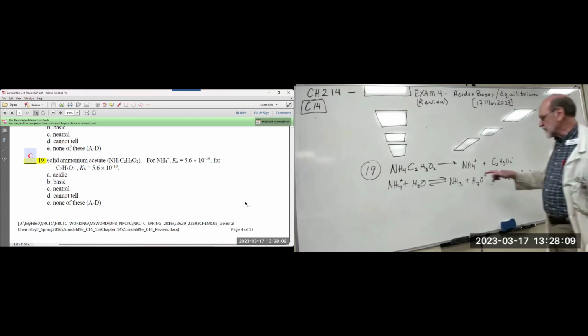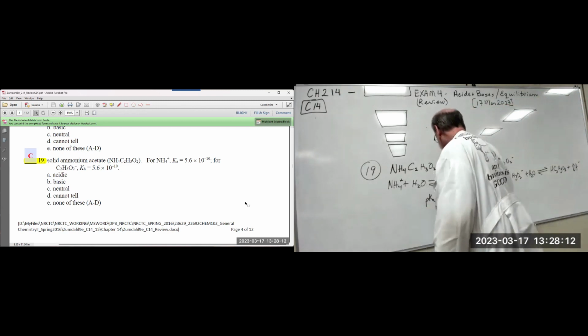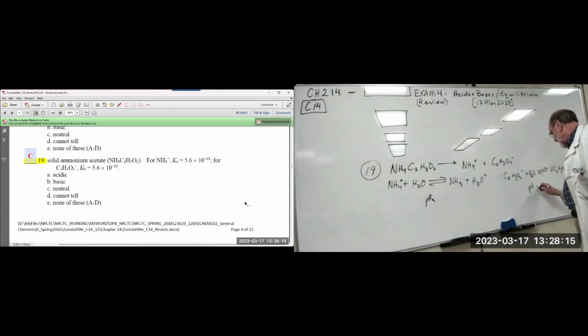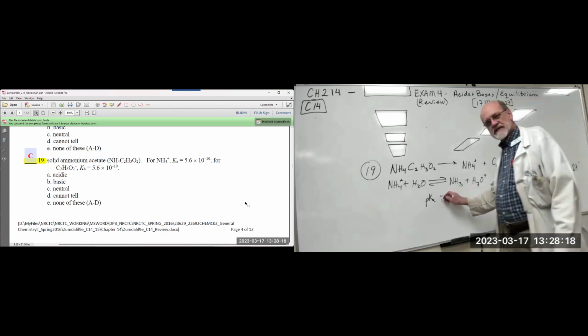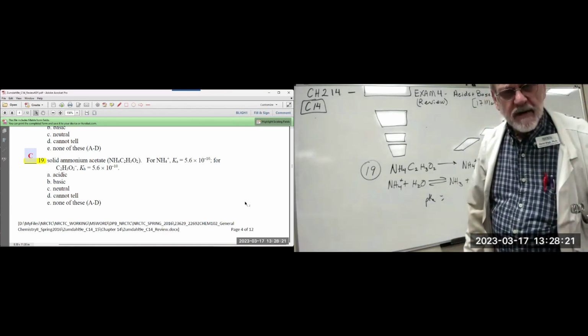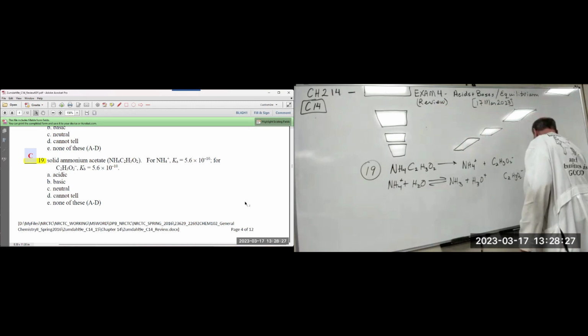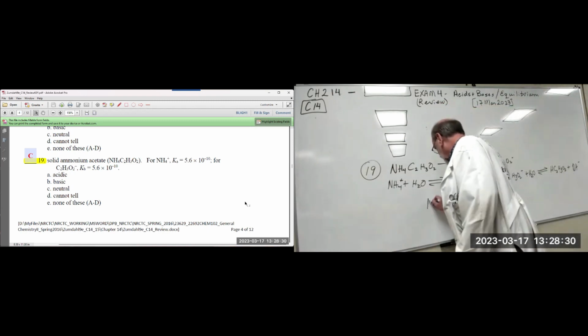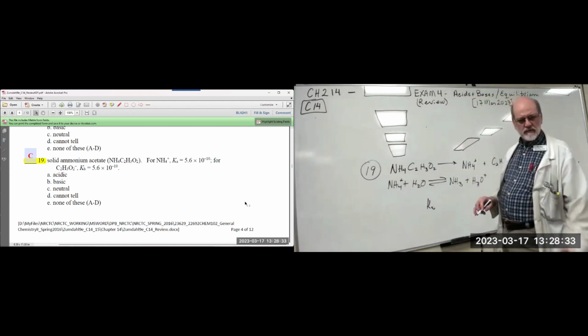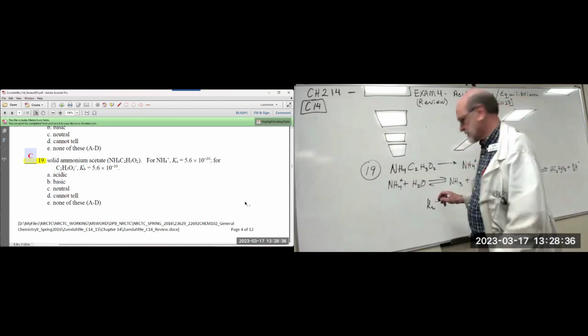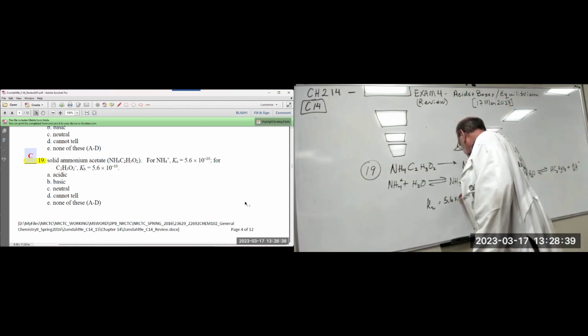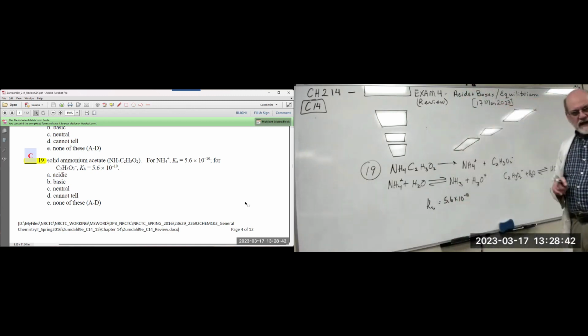Okay. So this is a pKa, and this is a pKb. Does it tell us what the pKa is? Well, it tells us what the Ka is. Okay, so we'll do that. What's the Ka? So the Ka for this reaction is 5.6 times 10 to the minus 10. And this one is 5.6 times 10 to the minus 10, the Kb. Does it say Kb? Yes. 5.6 times 10 to the minus 10.